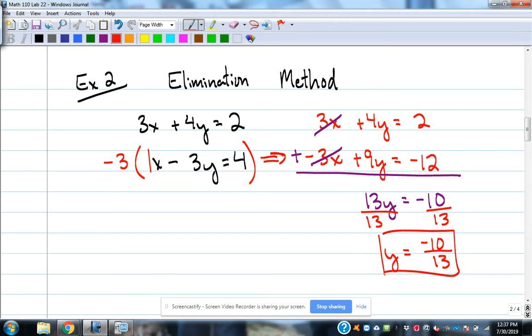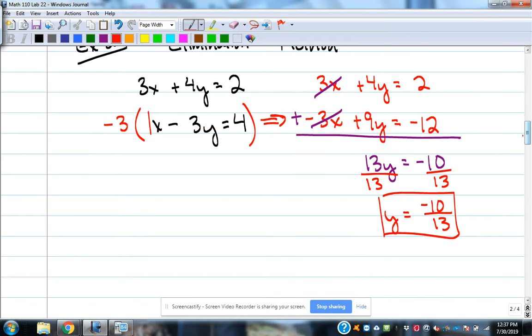It shouldn't be a surprise. That was the same answer we got in example 1. It's the same problem, just done with a different method. Now we need to use that to solve for x. So I'm going to plug that into either of the original equations. It doesn't matter which one. I'm going to go with the second one because I can just plug in and it's much easier. I don't have to do an extra division step to get x by itself.